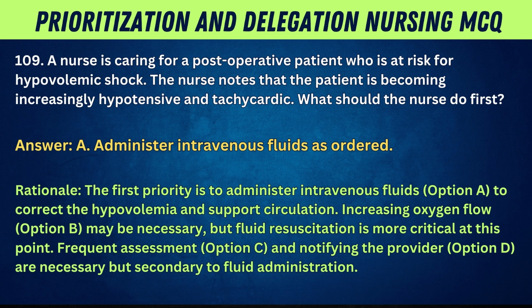Rationale. The first priority is to administer intravenous fluids, option A, to correct the hypovolemia and support circulation. Increasing oxygen flow, option B, may be necessary, but fluid resuscitation is more critical at this point. Frequent assessment, option C, and notifying the provider, option D, are necessary but secondary to fluid administration.